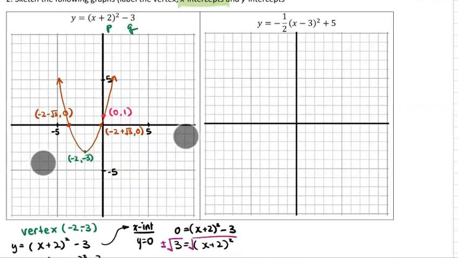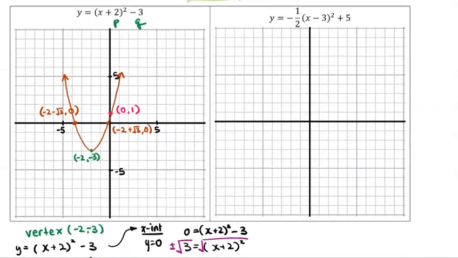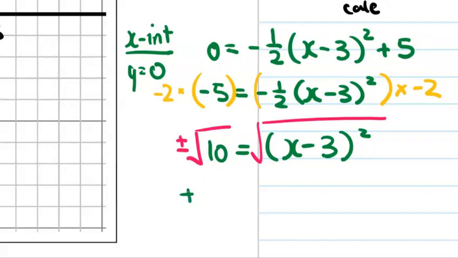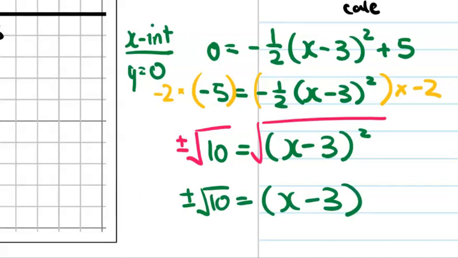The procedure is the same for the next question, and I'll just put the solutions on here. And again, I'm just going to show the positive-negative case here for solving for the x-intercept. Once you get to this point, we want to take the positive-negative root of what's on my left-hand side. So that gives us positive-negative square root of 10 is equal to x minus 3.